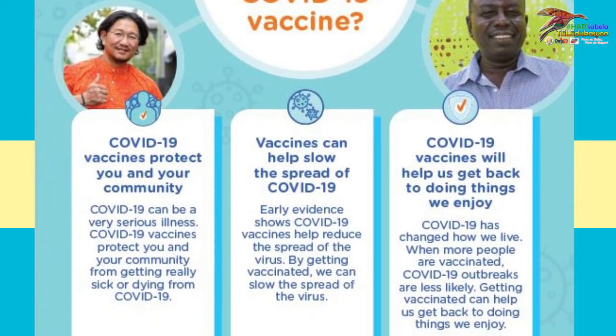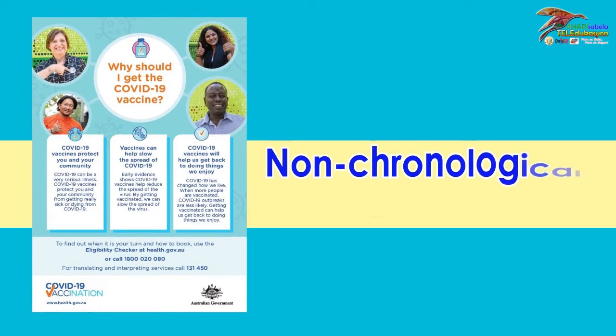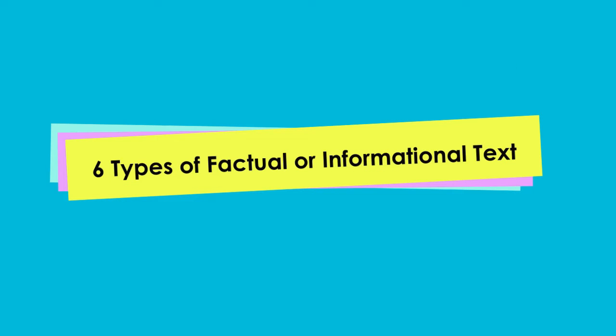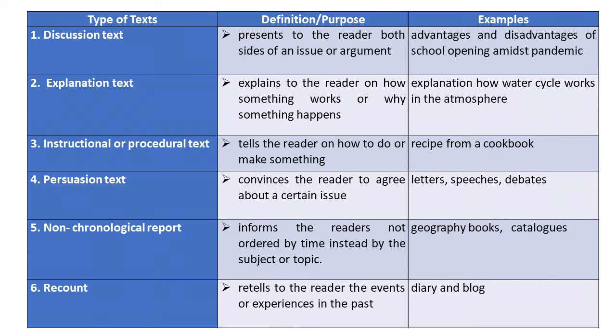You're right. It's a non-chronological report, because it presents one topic about why should I get my COVID-19 vaccine? I am happy that you managed to identify types of informational or factual text. For that, let's clap for ourselves. Again, as a recap, let us identify the 6 types of factual or informational text in terms of definition, purpose, and examples as shown in the table.